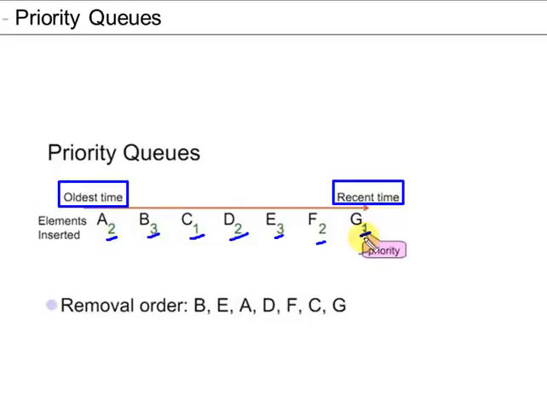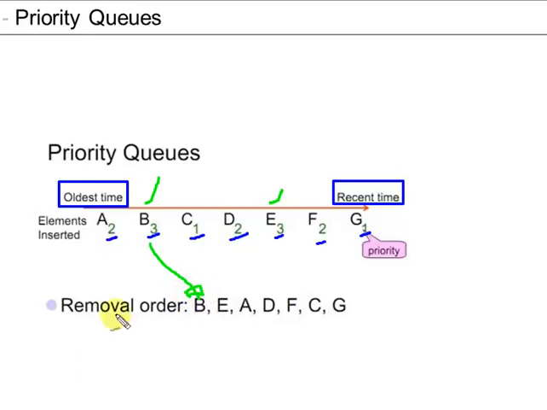Now you cannot remove just like A, B, C, D, E, F, G. What you will do is first find out which has the highest priority. Now out of this, which has the highest priority? Highest priority is this and this, both have priority 3. Now since there are two elements which have the highest priority, how do you decide which one to take out? Now you use the principle of first in, first out between B and E, and based on that B will come out first.